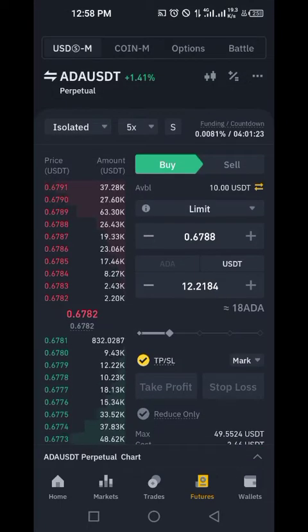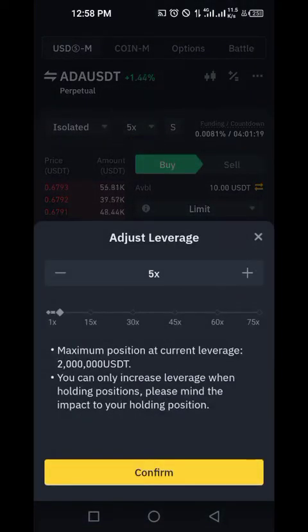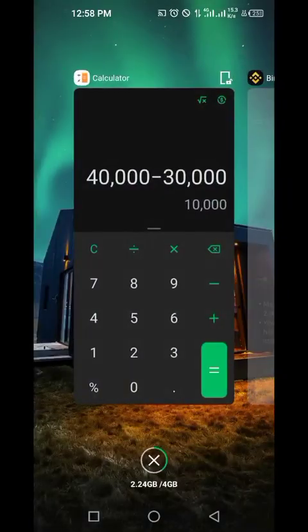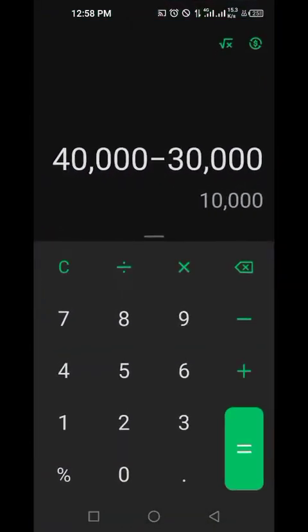So that is cross and isolated. Now for the leverage here, I explained earlier that if I have $30,000 and I bought Bitcoin for $30,000 and I sold at $40,000, I'll be having $10,000 profit.